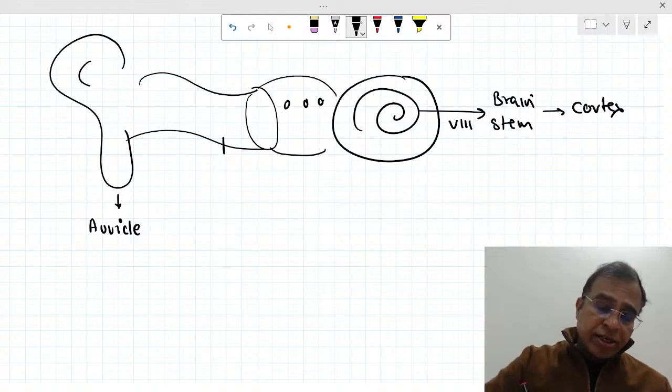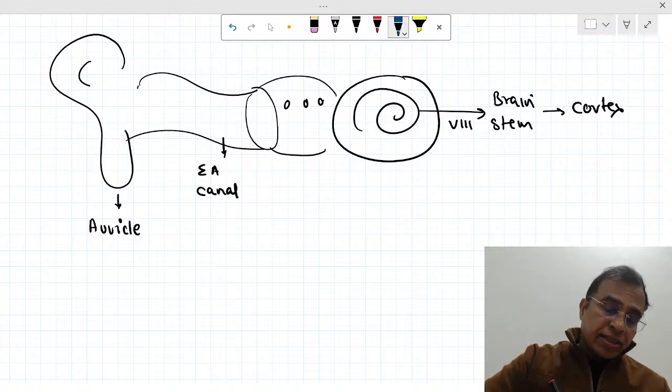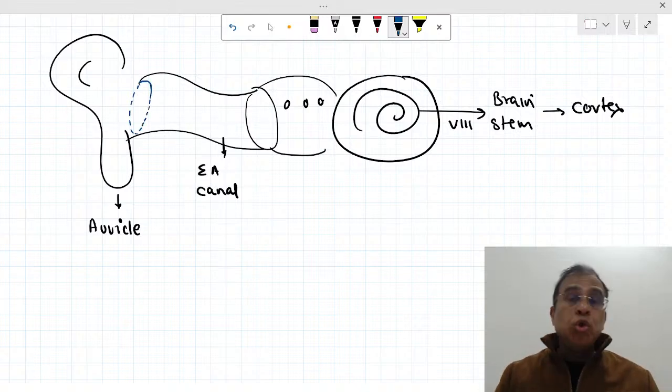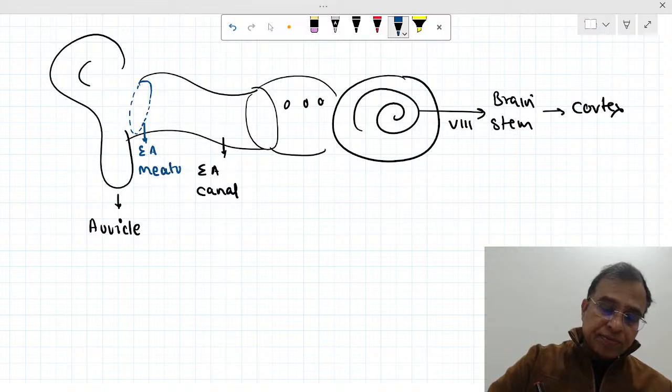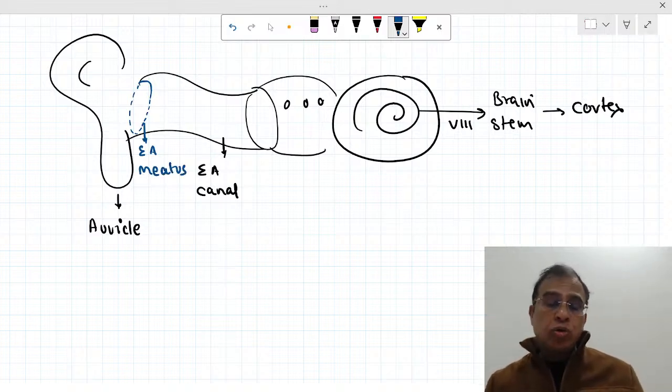Then this is the external auditory canal. Now this is the inlet of the canal. This that I am drawing with dotted line is the door of the canal, the inlet from where the sound starts entering the canal. This inlet is called the external auditory meatus. So meatus is like a door to the canal.